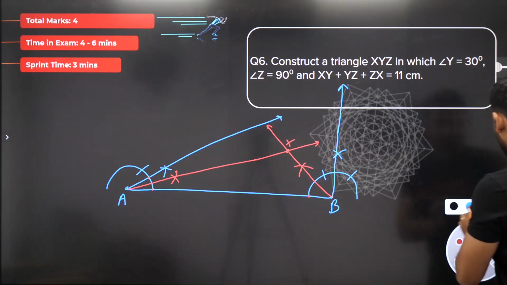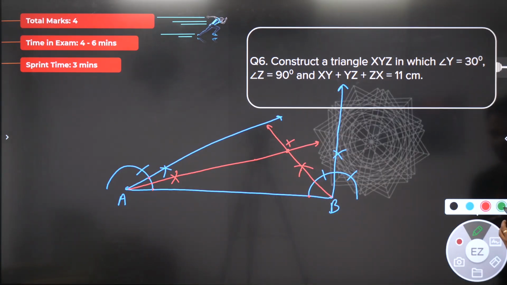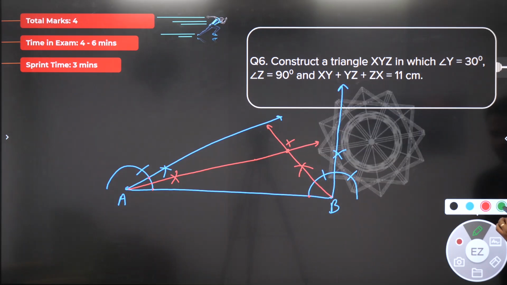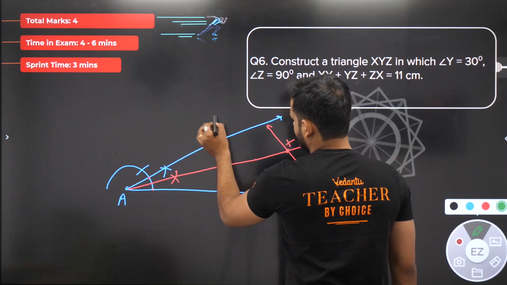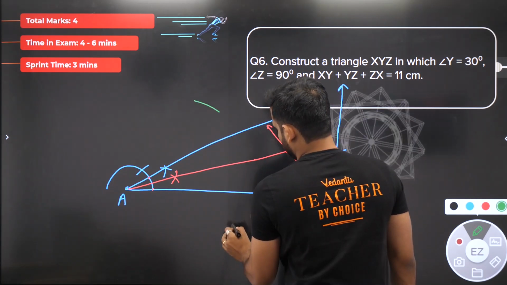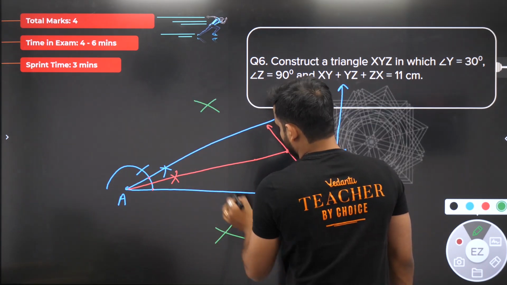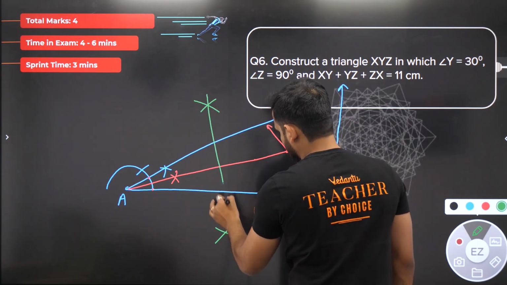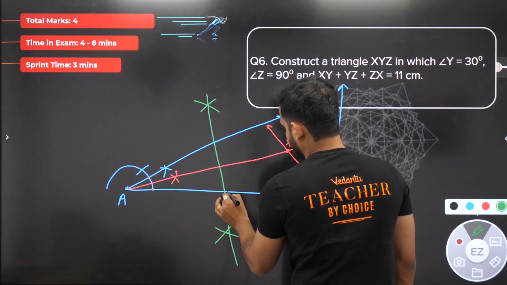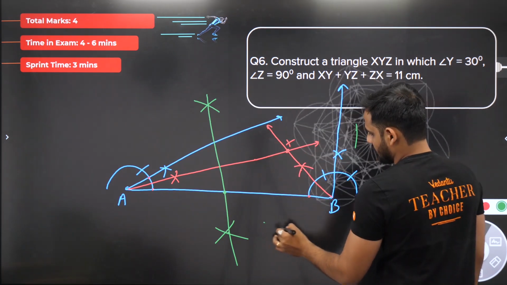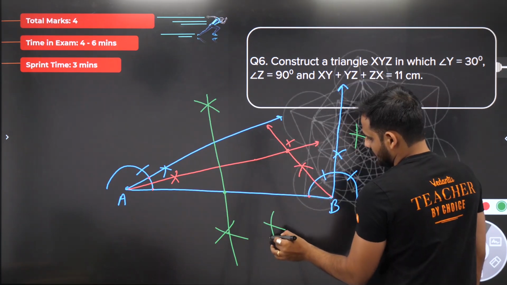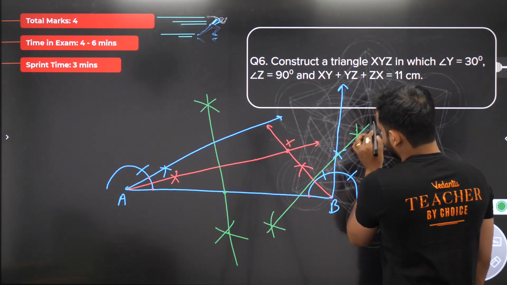Now, the next step is what? The next step is to draw the perpendicular bisector. So first we'll draw the perpendicular bisector of XA. So it will be here, here, here, here, and done. And then for XB, it will be here, here, here, here, wherever it is intersecting.